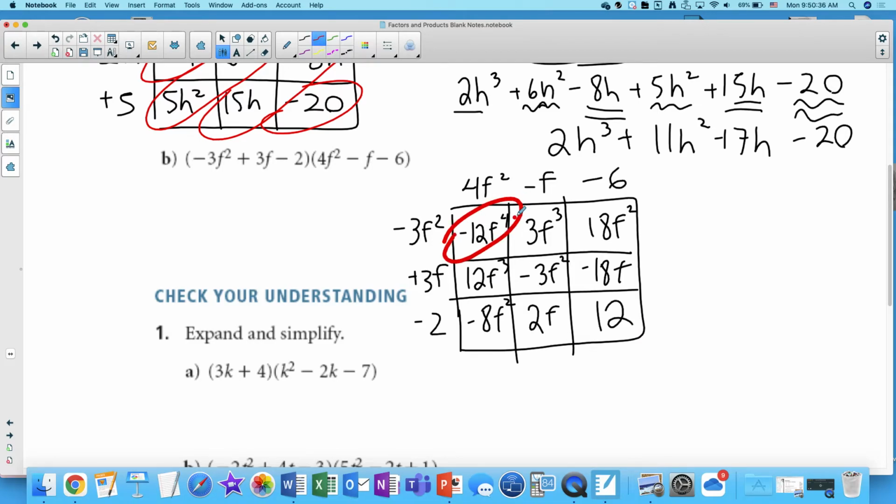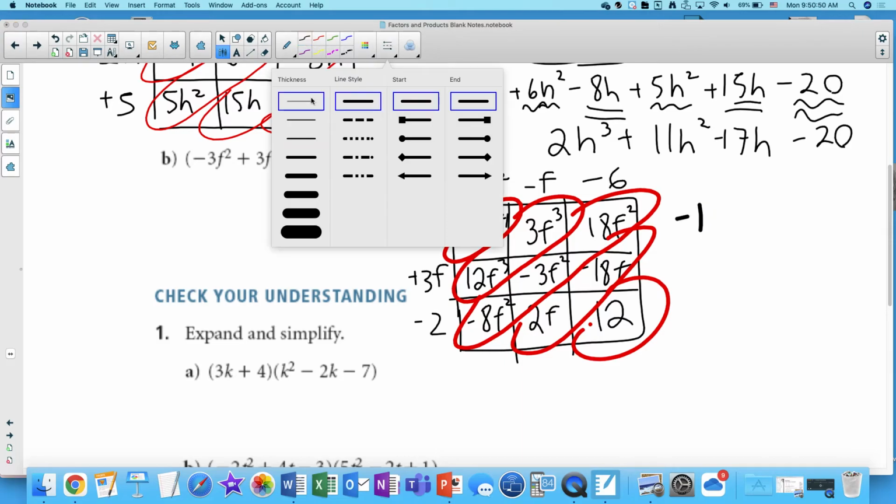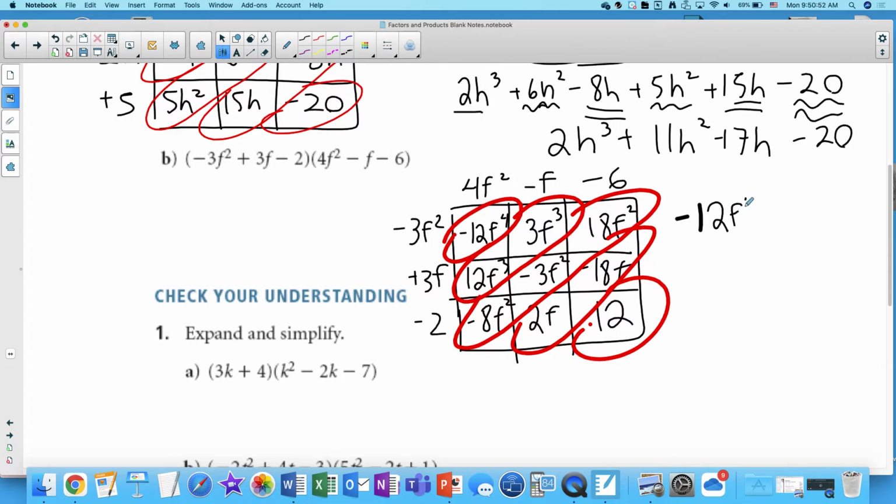Okay, so simplified, this is going to be negative 12f to the 4, and then 12 plus 3 is plus 15f cubed. Okay, so negative 8 minus 3 is negative 11, plus 18 is 7, right? So that's what's also nice. You can just say, okay, there's all my like terms. So negative 11 plus 18 is 7f squared. And then negative 18 plus 2 is minus 16f, and then plus 12.